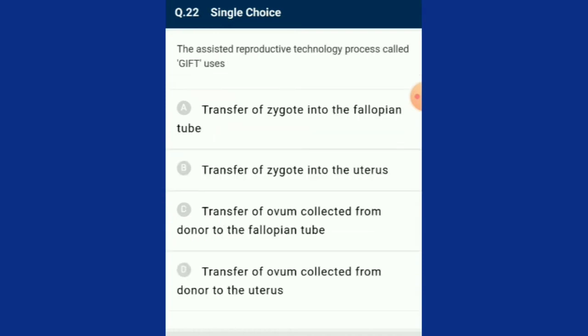Question number 22. The assisted reproductive technology process called GIFT uses. GIFT stands for Gamete Intrafallopian Tube Transfer. It is an assisted reproductive technology used in females who cannot produce an ovum but are capable of providing the necessary conditions for fertilization and implantation. In this technique, the ovum is collected from a donor female and transported to the fallopian tube of the mother. So the answer is option C. Transfer of ovum collected from donor to the fallopian tube. That is the assisted reproductive technology process of GIFT.